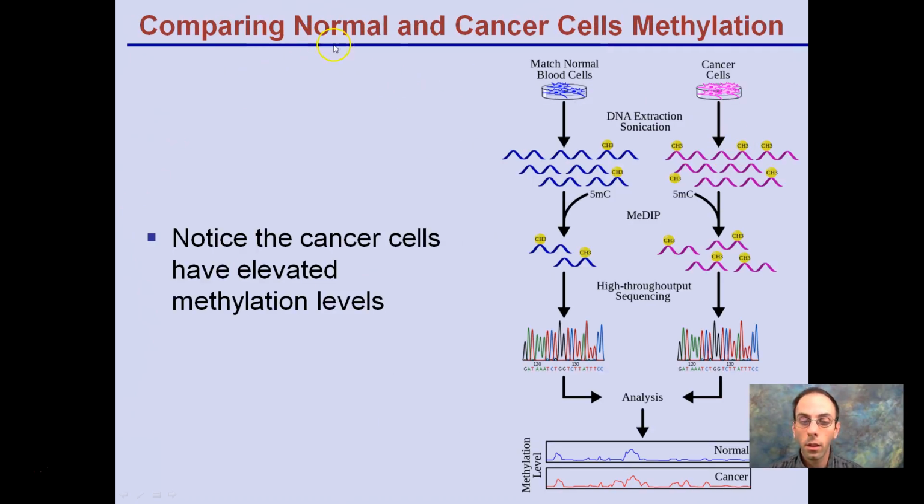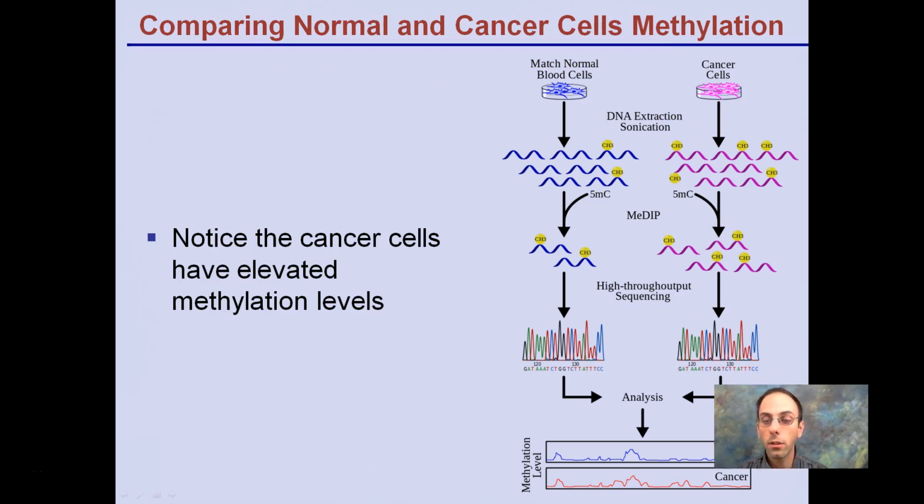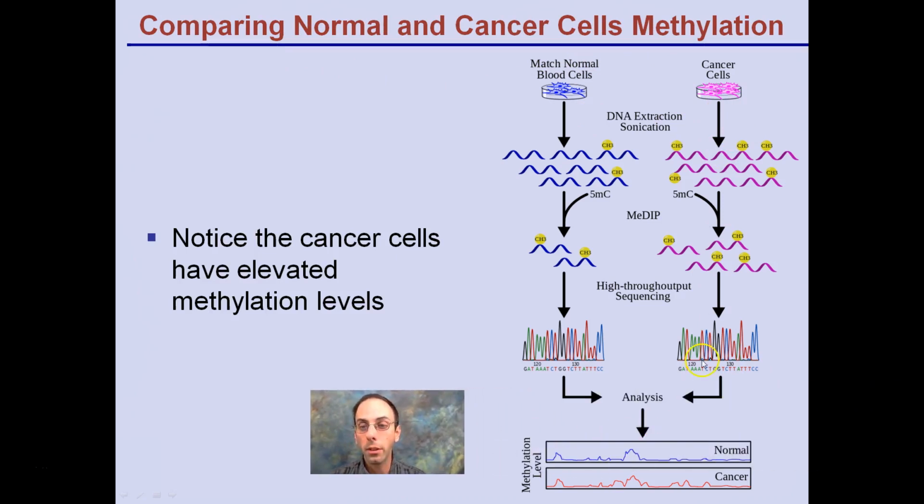And what this is used for is comparing normal cells to cancer cells. Notice the cancer cells have elevated levels of methylation. That doesn't mean that if it's methylated, it's cancer. That's not the case. Methylation levels are typically increased in cancer cells, and that's evident. You can see in our cancer cells a lot more peaks of methylation levels than in our normal cells here. So that's just one way methylation can help change or regulate gene expression, typically located upstream of a promoter region.